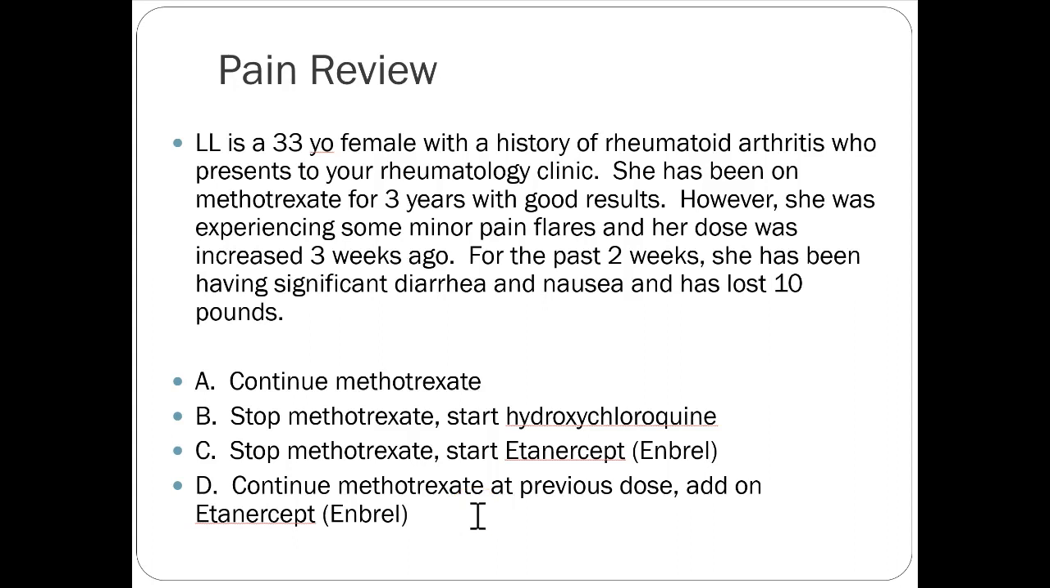So this one's a bit tricky because she was on methotrexate for 3 years with good results, experiencing some minor pain flares, and her dose was increased 3 weeks ago. So the question now really is, where do you go? First of all, I don't think hydroxychloroquine is going to help. Methotrexate is a more effective agent, so I wouldn't go back in efficacy. I would go forward if I was going to add something different on. So the question is, do you keep methotrexate at a lower dose or do you stop it altogether?